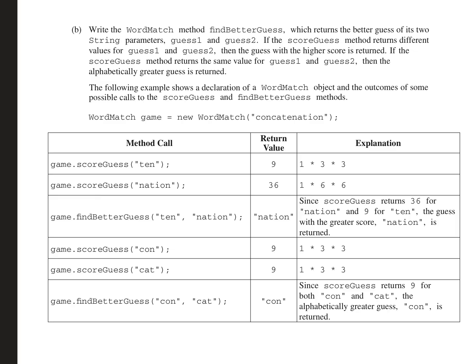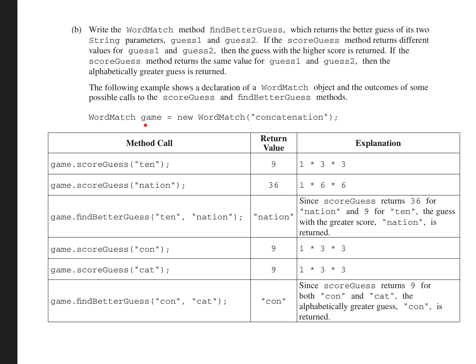All right, and then the second part of our problem is asking us what the better guess is. So here we're given possibly 2 different guesses, guess 1 and guess 2. If the score guess method returns 2 different values for guess 1 and guess 2, then the guess with the higher score is returned. If the score method returns the same value, then we're going to return the one that is alphabetically greater.